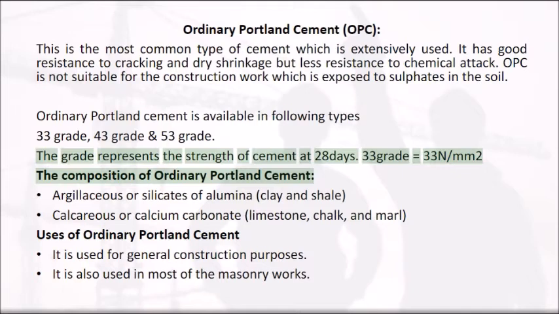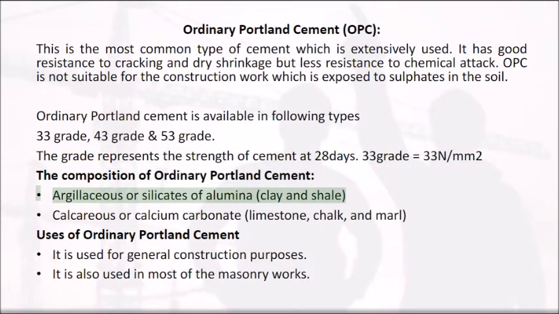The composition of ordinary Portland cement: argillaceous materials, or silicates of alumina, such as clay and shale; and calcareous materials, or calcium carbonate, such as limestone, chalk, and marl. Uses of ordinary Portland cement: it is used for general construction purposes, and also in most masonry works.